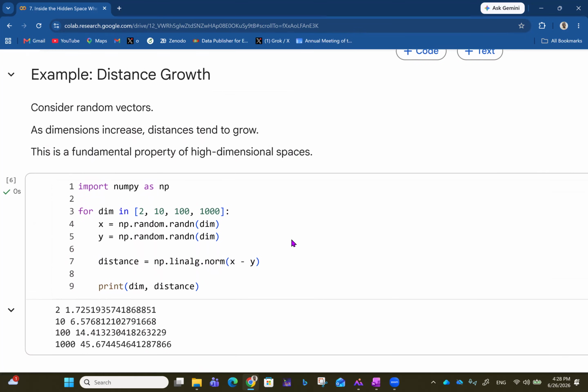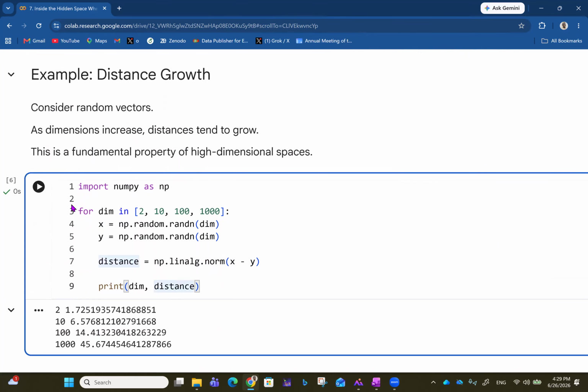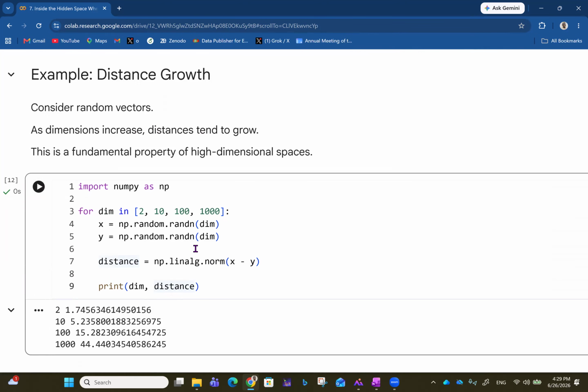An example is distance growth. If you consider random vectors, as dimensions increase, distances tend to grow. This is a fundamental property of high dimensional spaces. So imagine dimensions of 2, 10, 100, 1000. If you take x to be a random vector and y to be another random vector, I try to find the distance between them. So you get the dimension and the distance. I'm just pairing them up randomly. So if I do this now, x picks one, and y picks another one randomly.